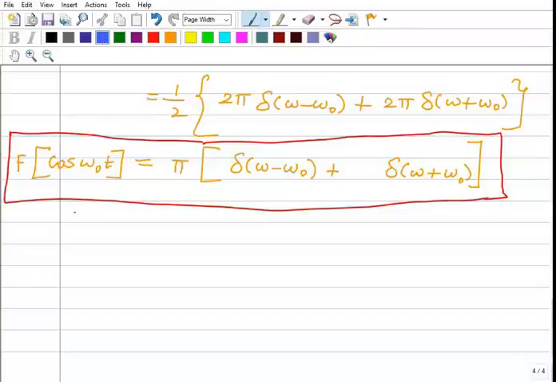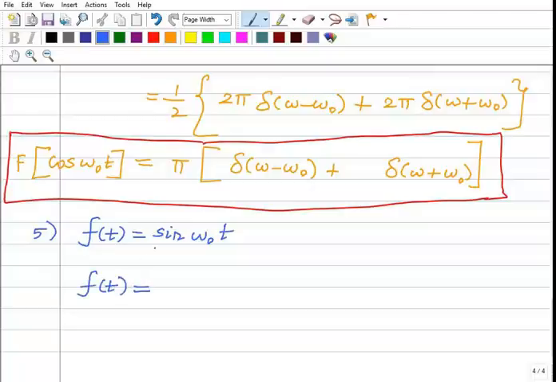In the same way, you can find the Fourier transform for sine, not only minus. Okay. So first, this also you write using exponential. You write this in terms of exponential using Euler's identity: e power j omega naught t minus e power minus j omega naught t divided by 2j.